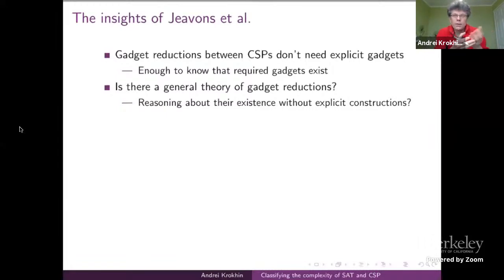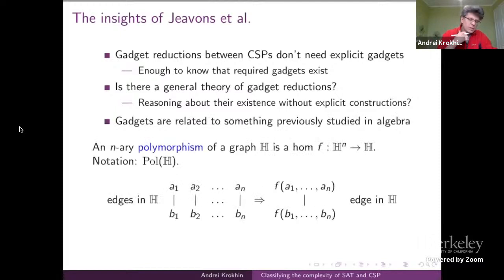Say Schaefer used very explicit reductions, very explicit gadgets in his reductions. But we don't actually need that. So they asked this question: is there a general theory of gadget reductions? Can we reason about the existence of gadget reductions without building gadgets explicitly? And their key observation was that this is somehow related to things previously studied in algebra.